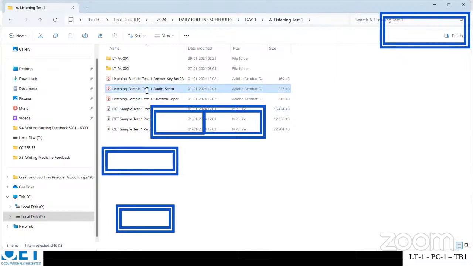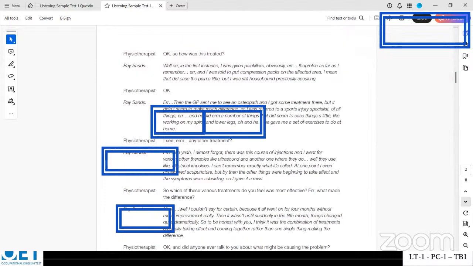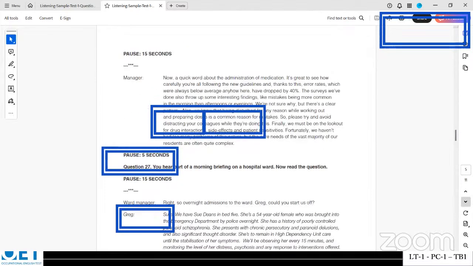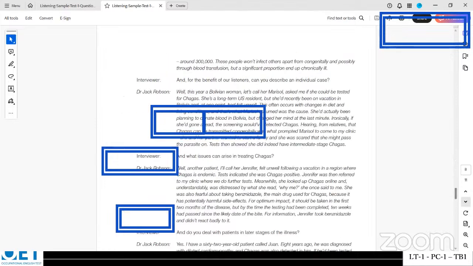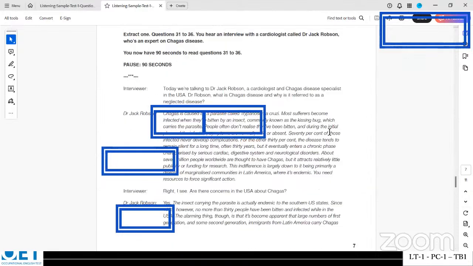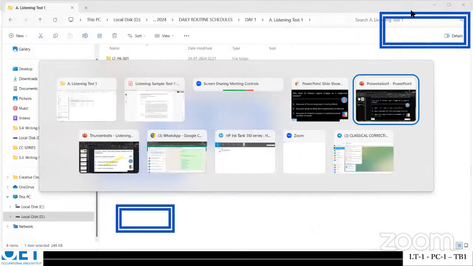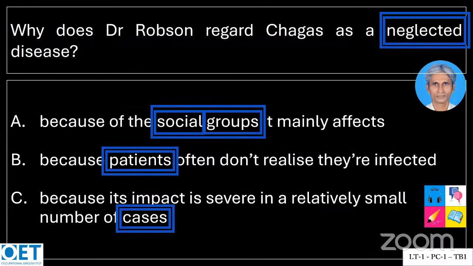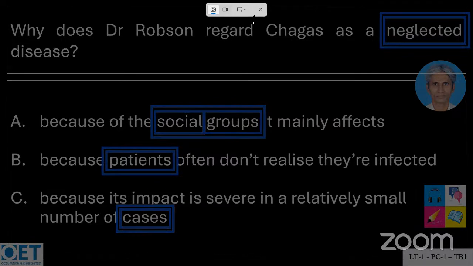So this is called the audio script. When you are listening to the audio script, the clues that you have to look for are important. Now let us study these four words. Everything is focused on these things. Neglected. Why is it neglected? Because of the social groups. Why means because. Everyone knows that. Why means because.